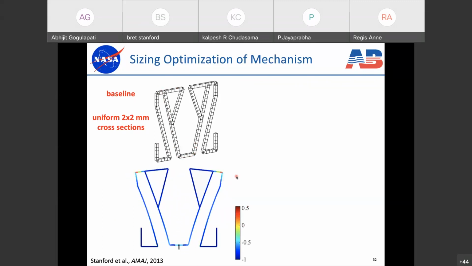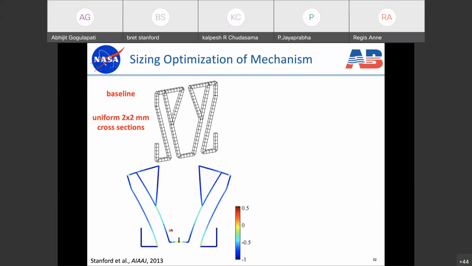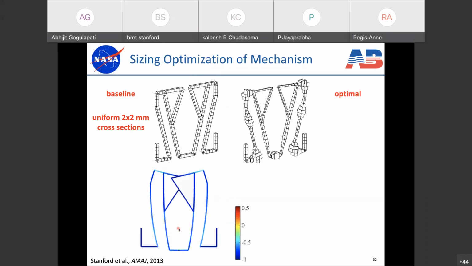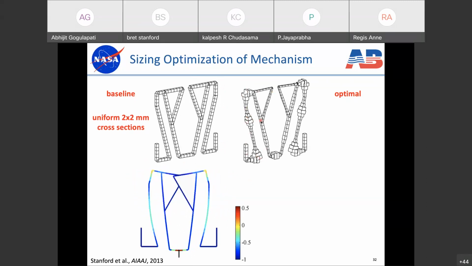So we ran a sizing optimization. We fixed the topology and we ran a sizing optimization to try and bring these stresses under control and also minimize the input force. And the result we get when we do that is shown here. This is the optimal sizing distribution. So it's been beefed up in various locations and thinned out in other locations.